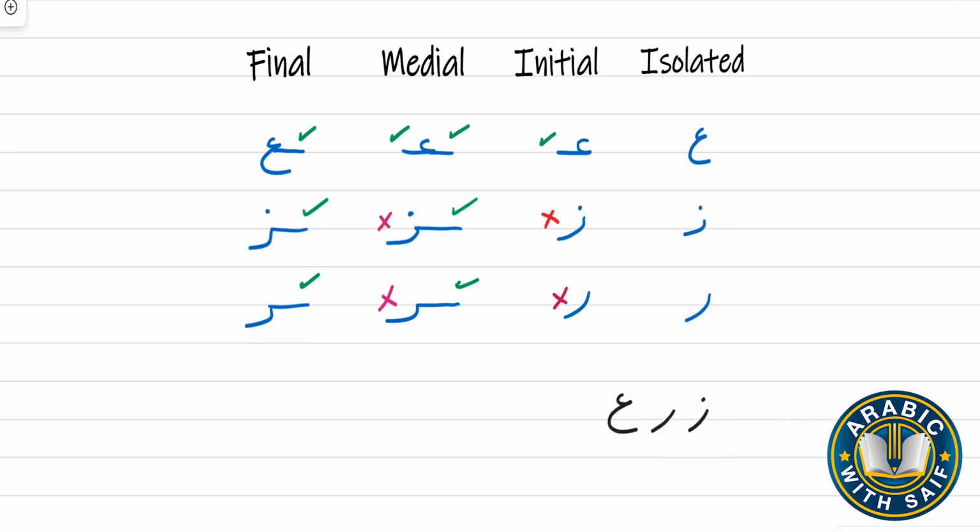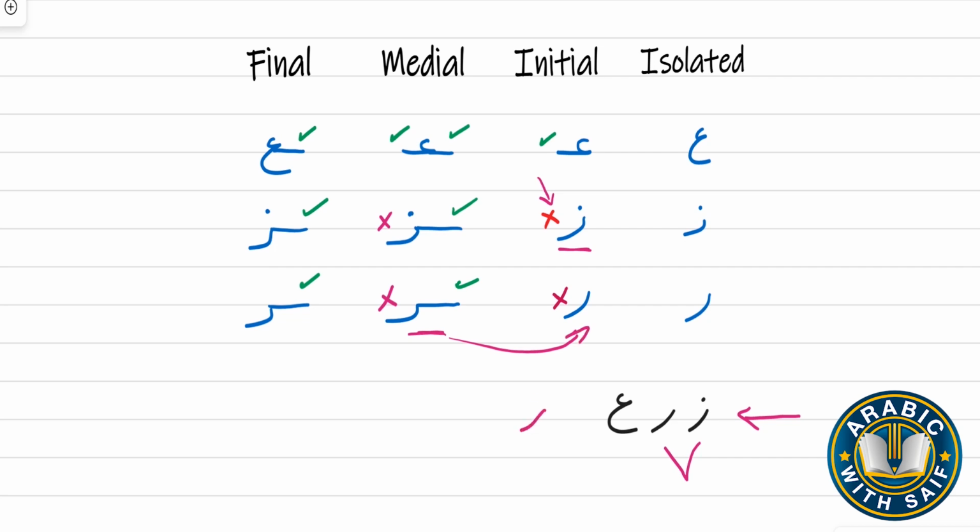Another word. Zay, Ra, Ain. Let's connect these three letters. First, we'll check the relation between Zay and Ra. If Zay is in the beginning of a word, it cannot be connected to any letter after. So Ra, middle form, by default, will change to be the initial form.